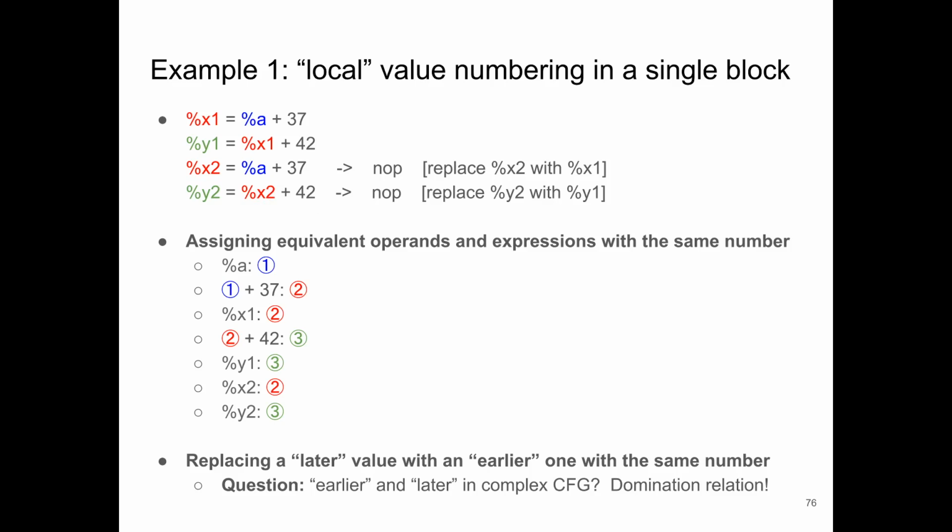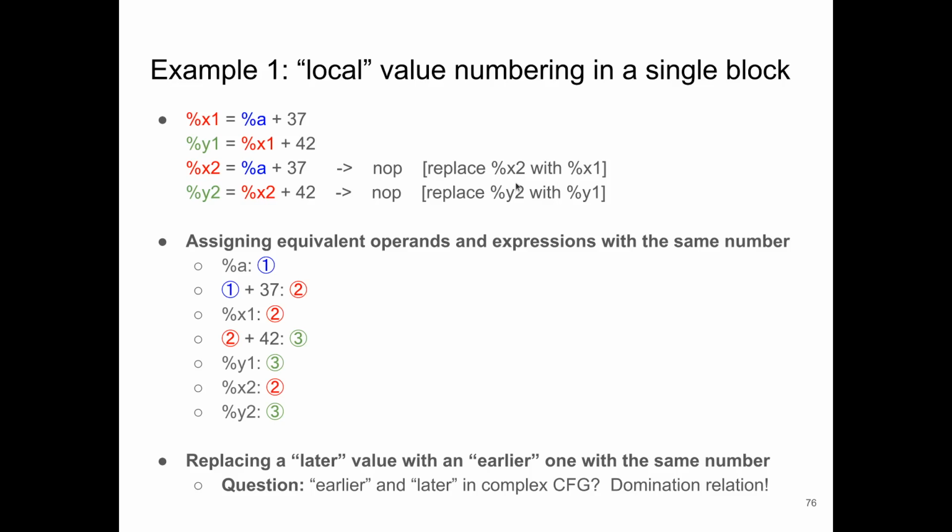And again, you can immediately see that y1 and y2 should have the same value, because x1 and x2 have the same value, and we are going to add the same value to the same values to get y1 and y2. So as a result, after some value numbering optimization, we want to just remove these instructions. So x2 no longer needs to be computed. y2 also no longer needs to be computed. So it is going to be replaced with a nop, which does nothing.